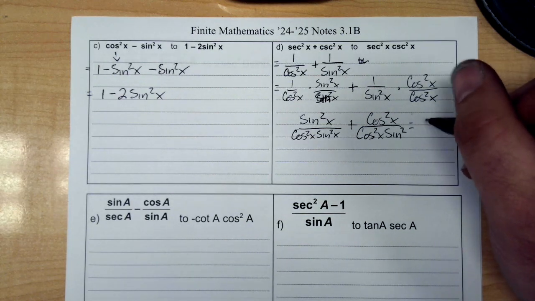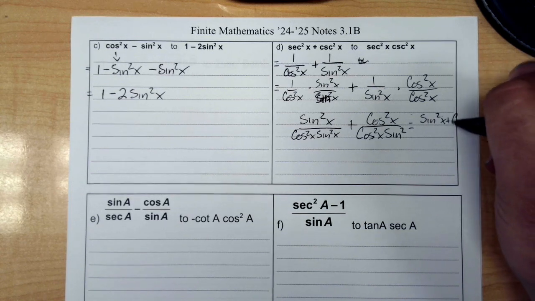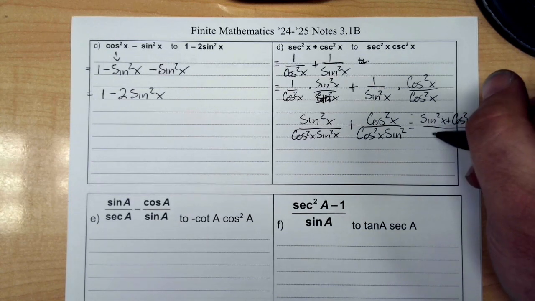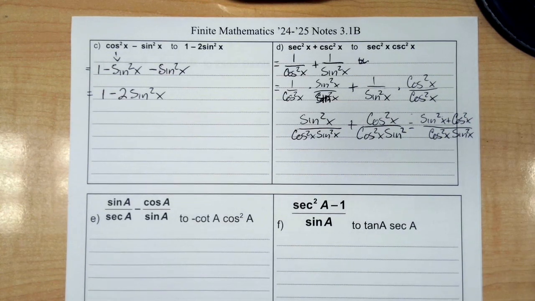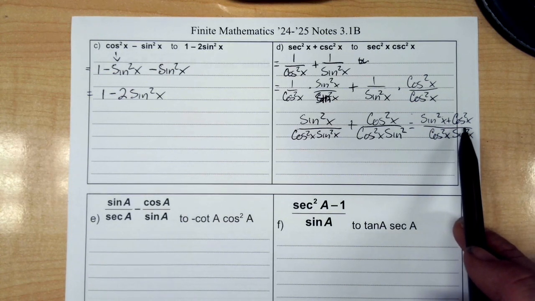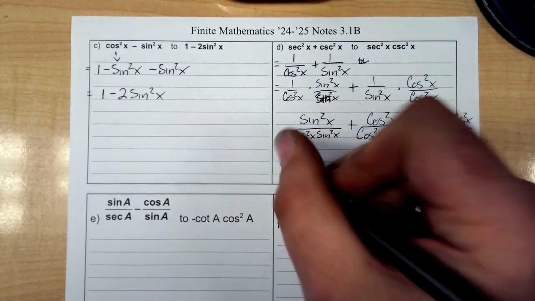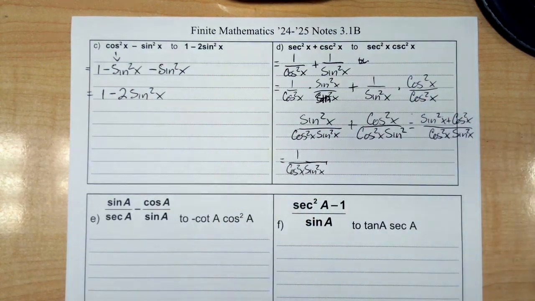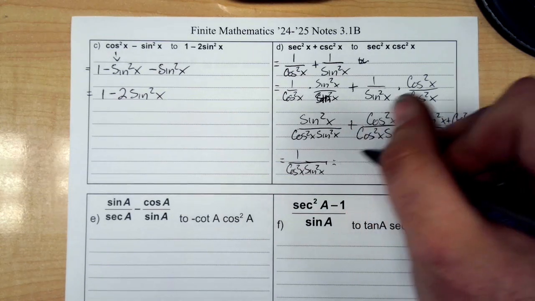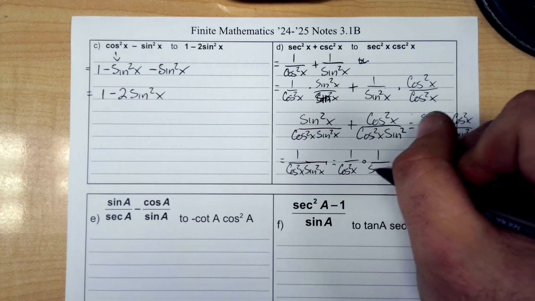So these can both be added by adding the tops, where we have sine squared of x plus cosine squared of x over the cosine squared of x times the sine squared of x. Now what that did for me is that we now have a Pythagorean identity. The sine squared plus the cosine squared equals 1, over cosine squared times sine squared. And now we can separate that out into 1 over the cosine squared of x times 1 over the sine squared of x.